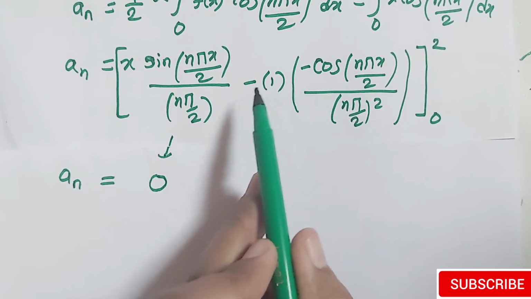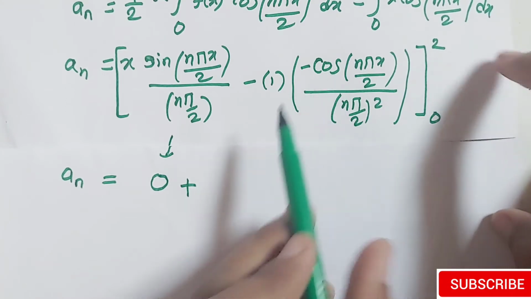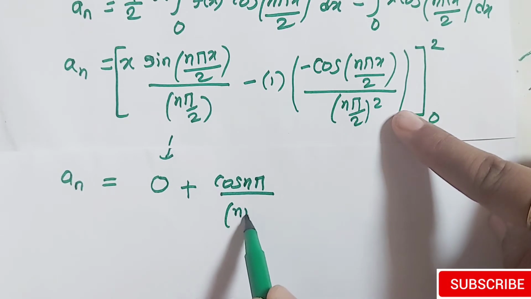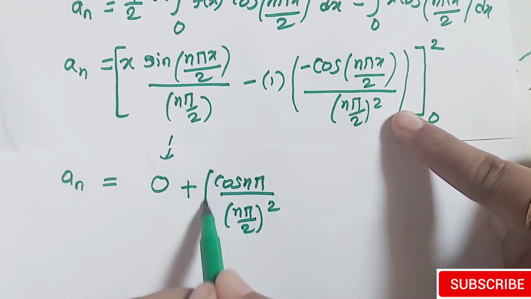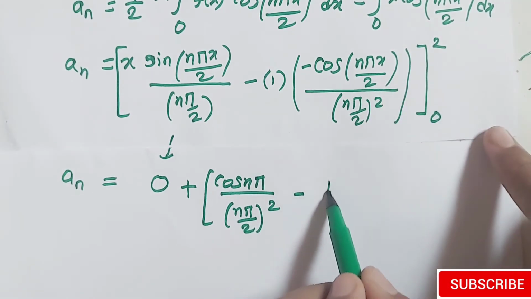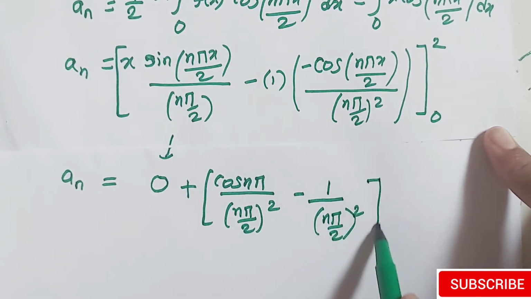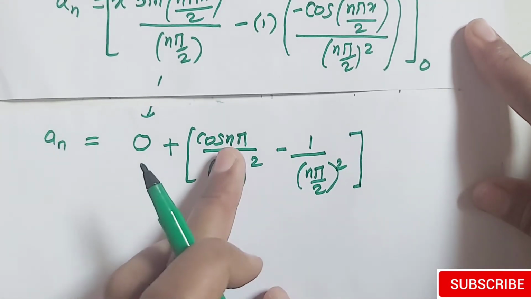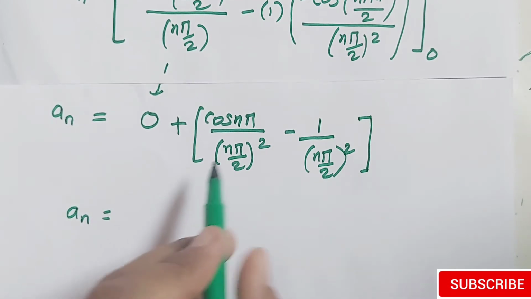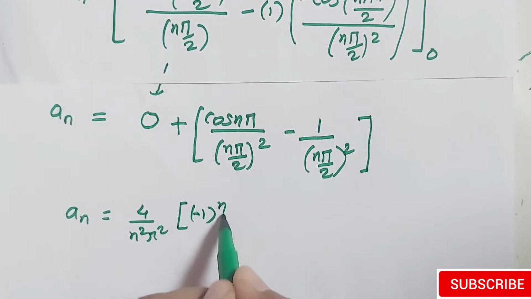Now here minus of minus plus, then x equals to 2. So here cos n pi divided by n pi by 2 bracket square, minus lower limit x equals to 0. So cos of 0 is 1 divided by n pi by 2 bracket square. Now in the next step, here cos n pi we can write as minus 1 raised to the power n. So an is equals to 4 divided by n square pi square, minus 1 raised to the power n minus 1.